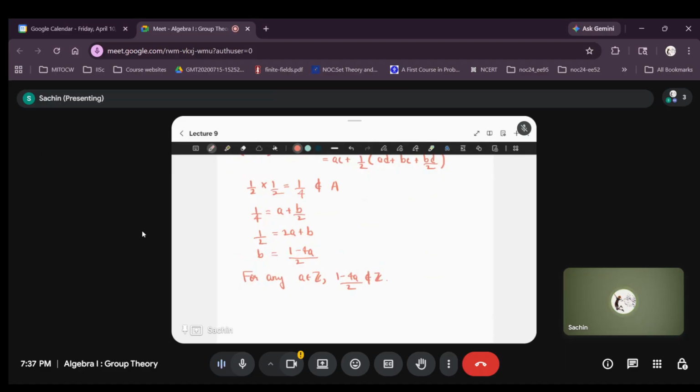But half belongs to the set A. So closure is violated by this multiplication operation. So this is not a ring.